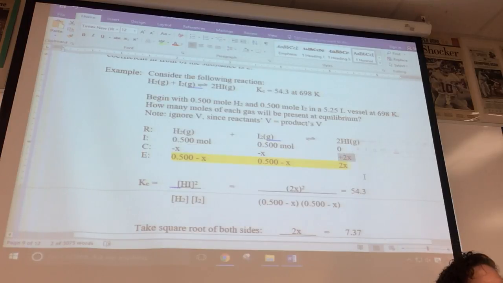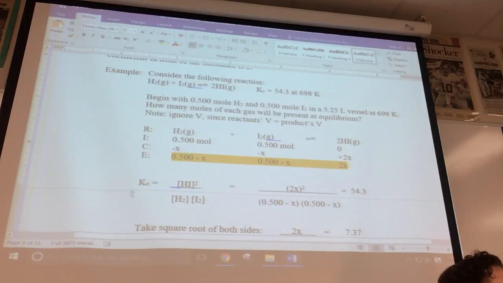But look, I added 2x here. I made a mistake? No. You got the coefficient right there and you add it because that's the direction that is favored. So now you subtract because you know that E is equal to I plus C. So this plus negative x, same thing here, and 2x. And now it looks like you have x's all over the place and you're not going to be able to solve for anything, but that's not true.